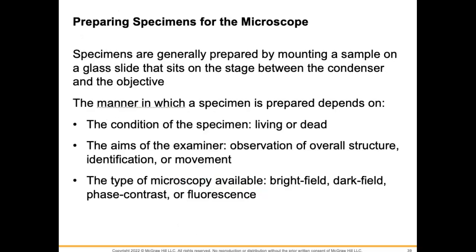So when we prepare specimens for the microscope, it depends on what we're looking at, why we're looking at it. So the condition of the specimen, is it living or dead? The aims of the examiner, so what are we trying to see? Are we trying to see the overall structure? Are we trying to ID something? Are we trying to look for movement? And also whatever microscope is available.